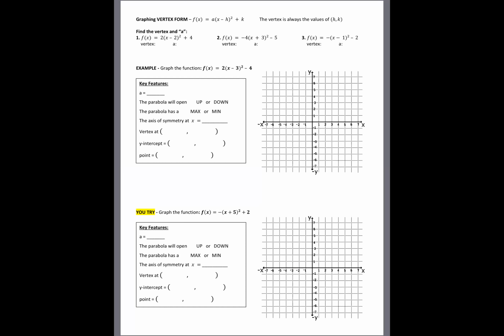Okay, so anyway, vertex form. Vertex form is so nice for graphing because you know where the vertex is. You don't have to do any computation. It's always just at whatever, H, comma, K.